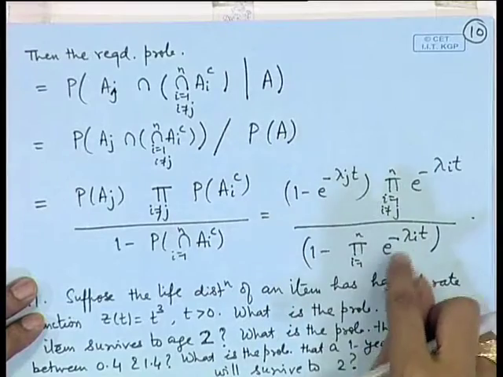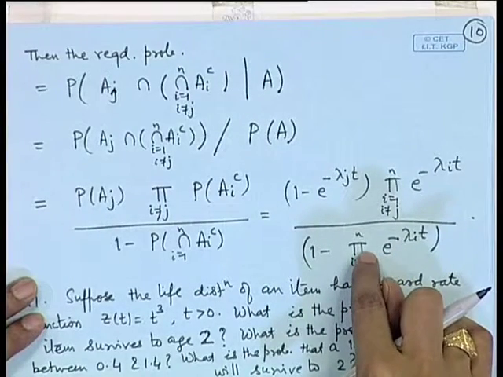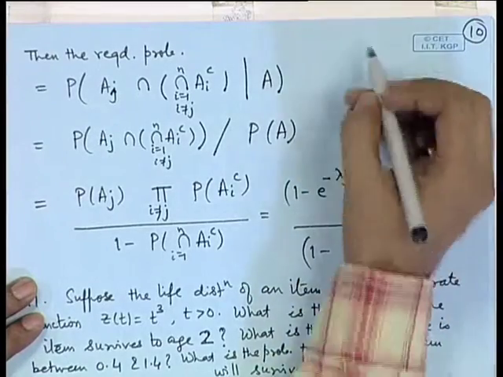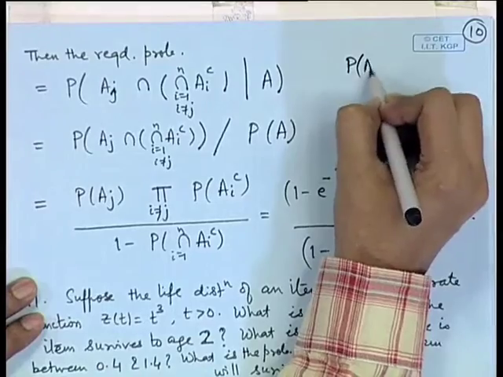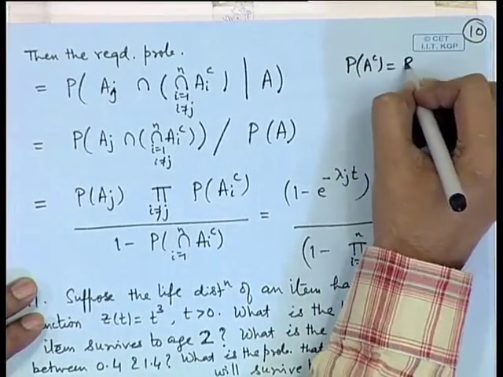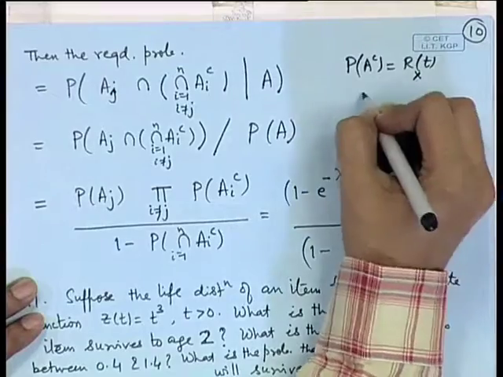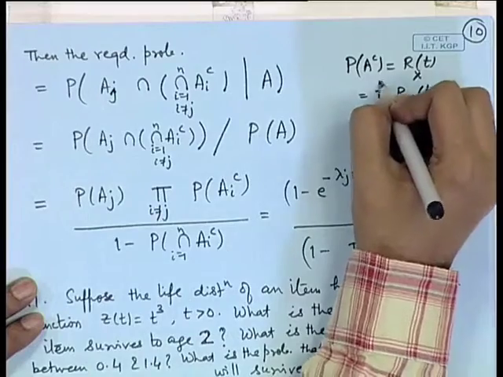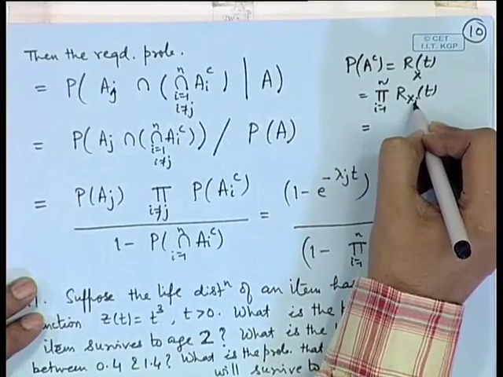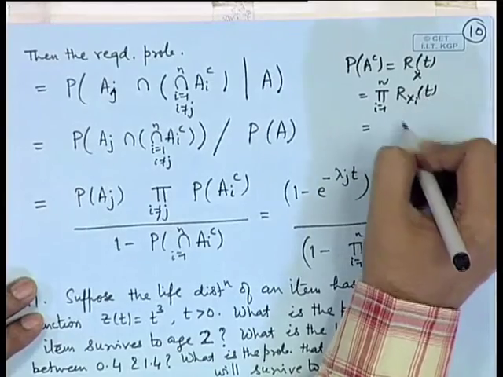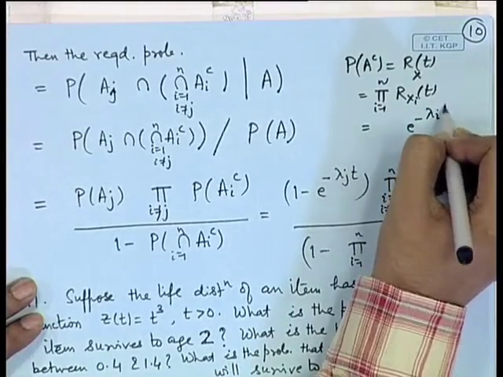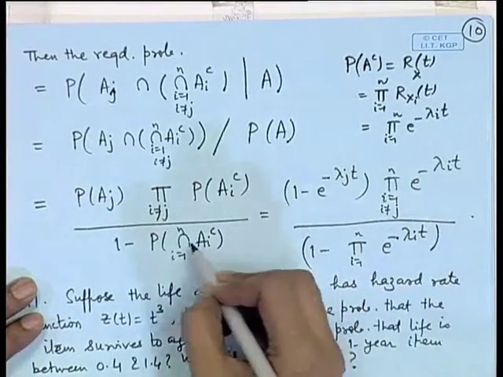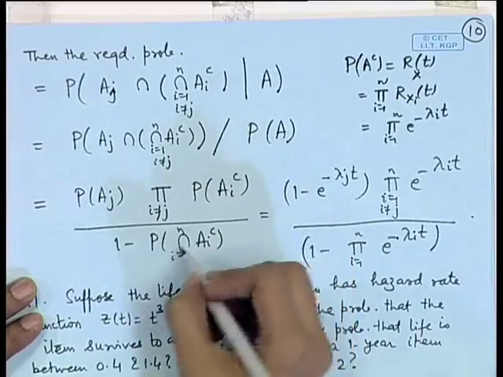Now, the reliability of a series system is nothing but the product of the reliabilities of the individual components. So probability of A complement is equal to the reliability of the system at time t, which is equal to the product of the reliabilities of individual components. Each of the lives is exponentially distributed, so the reliability of the ith component is e to the power minus lambda_i t, with the product over i from 1 to n. That is the term corresponding to probability of A complement.